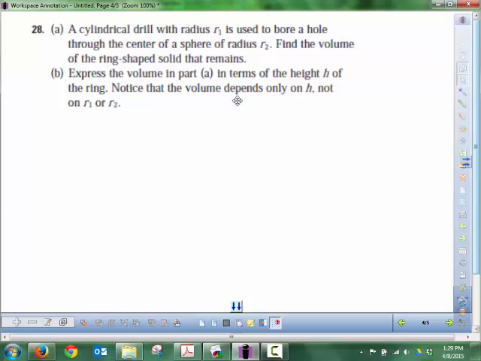All right. A cylindrical drill with radius R1 is used to bore a hole through the center of a sphere of radius R2. Find the volume of the ring-shaped solid that remains. Part A: express the volume in terms of the height of the ring. Maybe we'll just skip that.